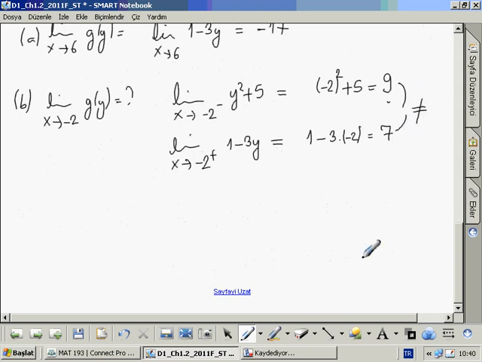And as you see, left hand side and right hand side limits are not equal to each other. So what can we say about it? We can say the limit as x goes to minus 2 of g does not exist.